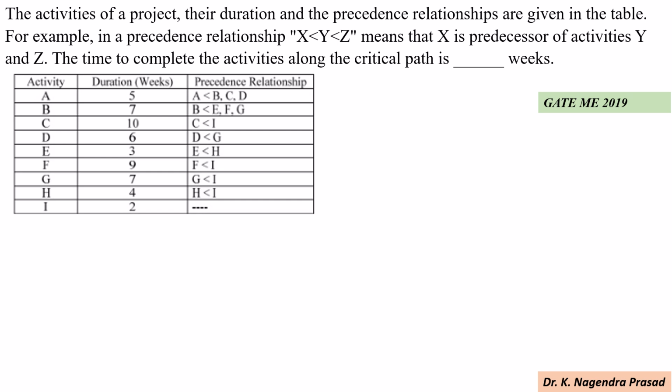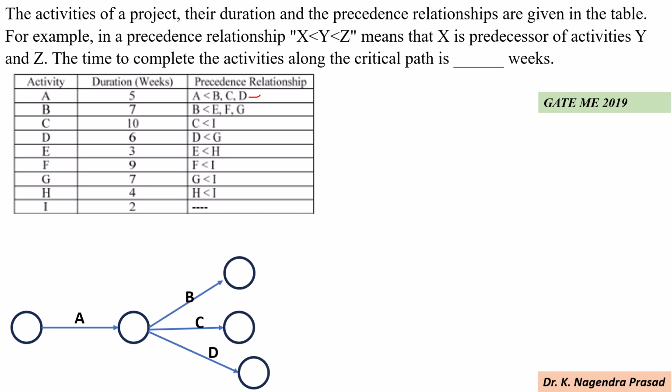Here activity A has no predecessor activities, so it is the starting activity. Draw it. First we draw activity A like this. Next we draw activities B, C, D after completion of activity A. Next, activities E, F, G will start after completion of activity B, so draw activities E, F and G after completion of activity B.